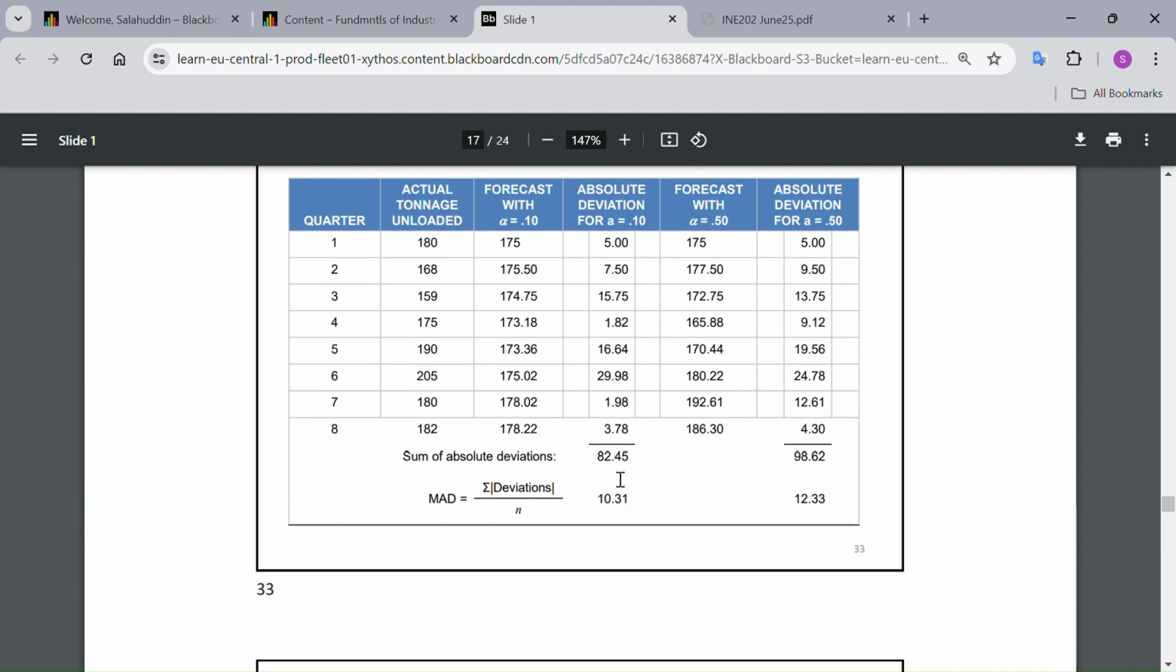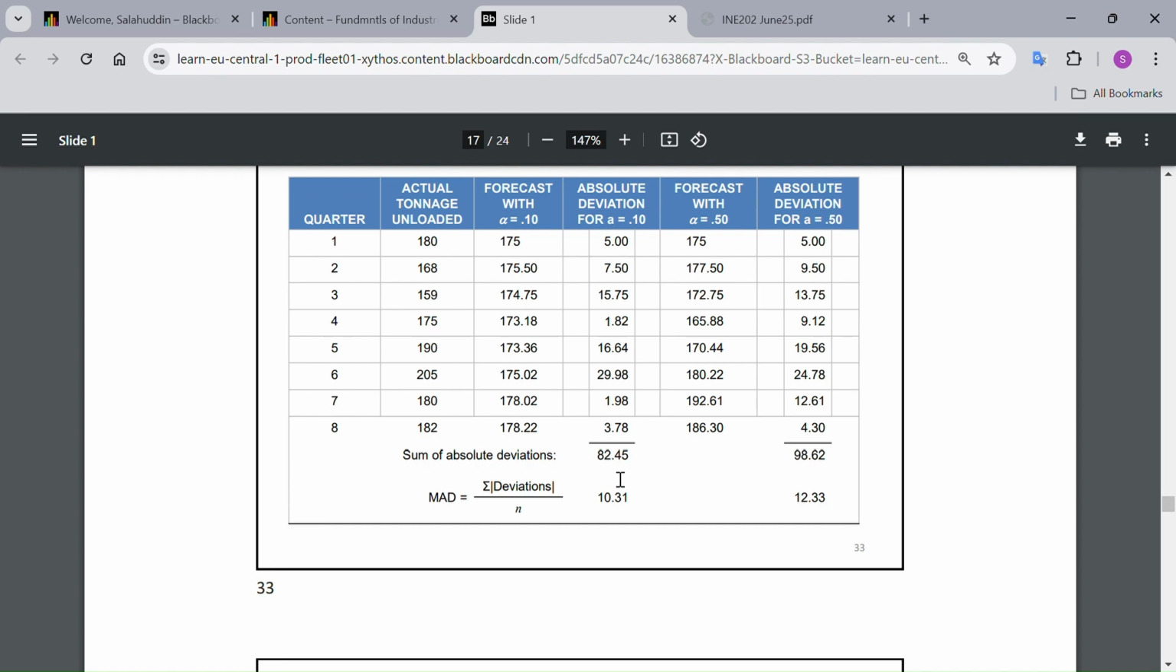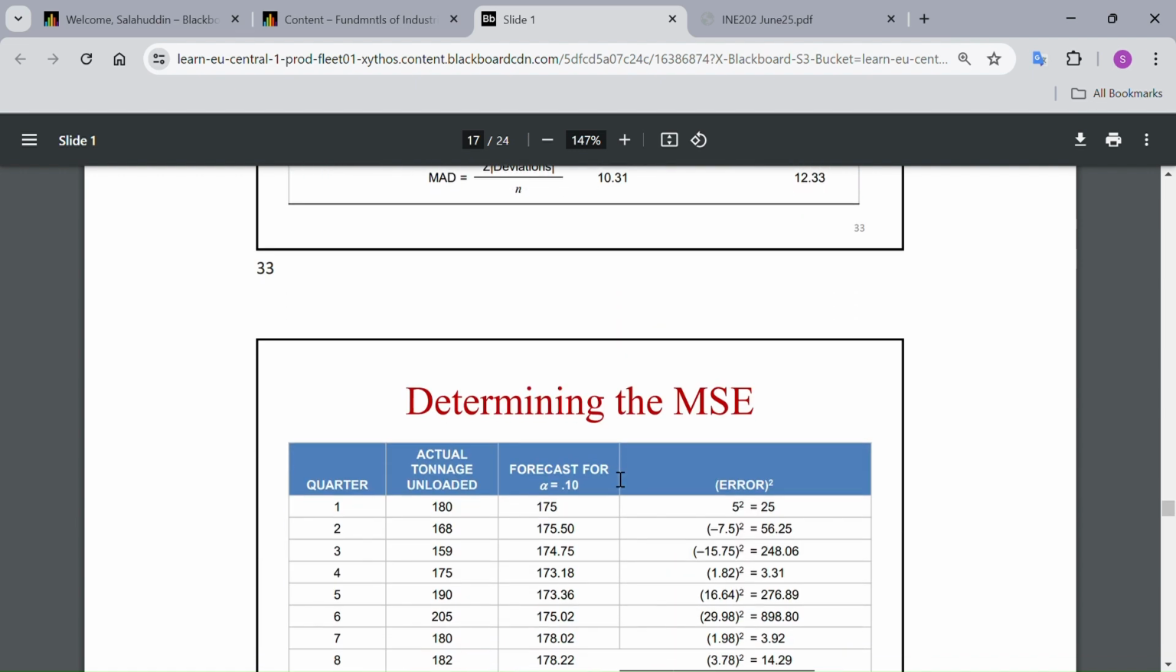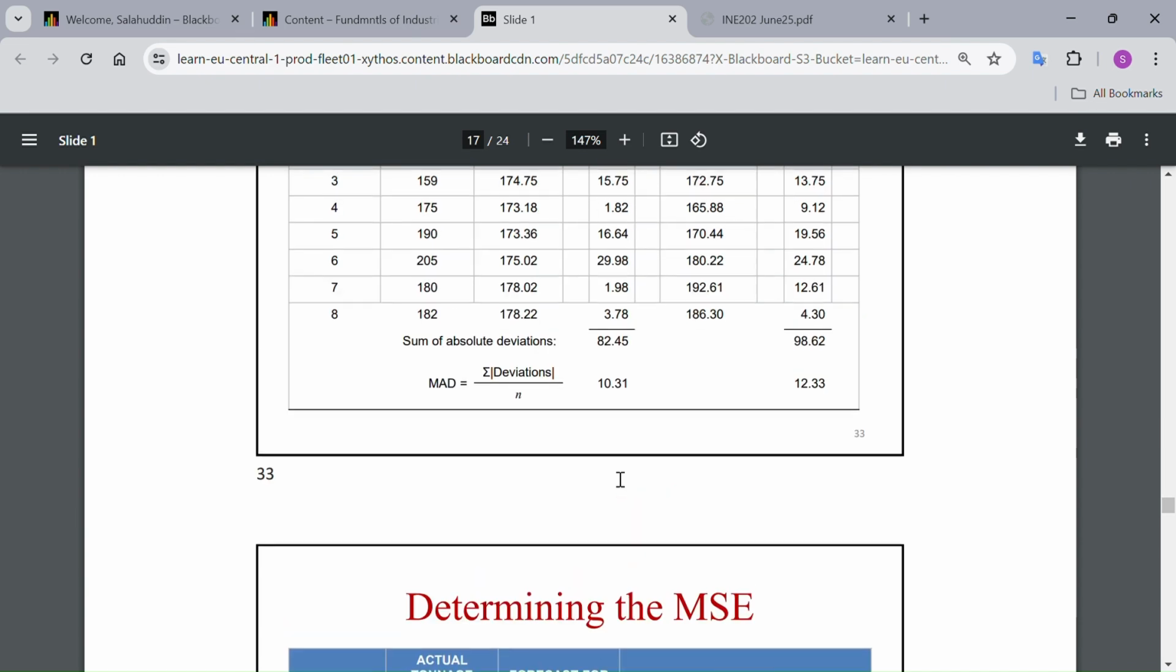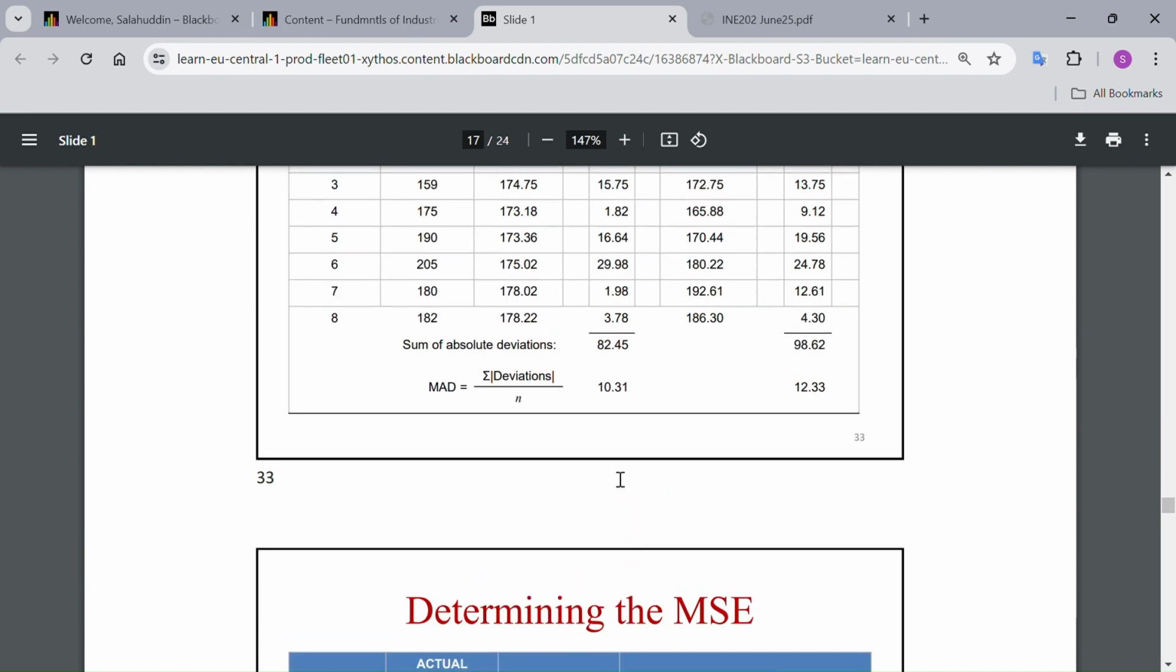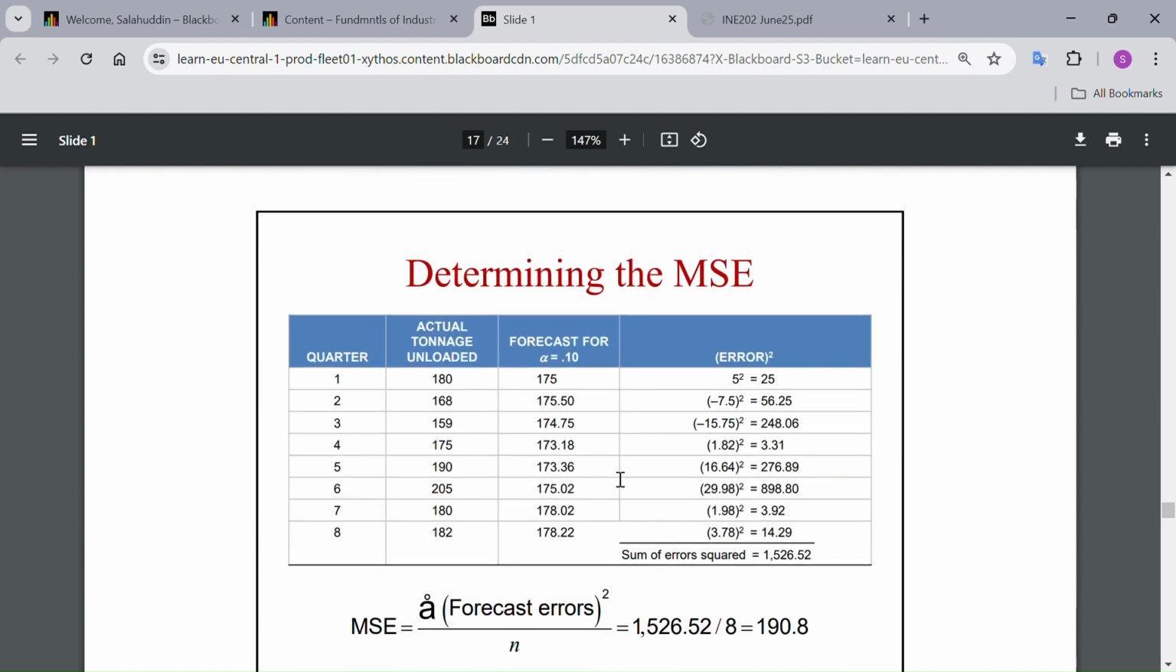So as we said, a computer can do it for all values of alpha and give us the optimal value that can be used in the future. And also this value can be updated based on new data.